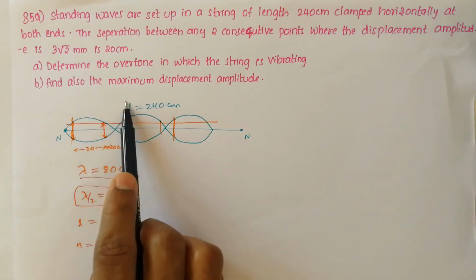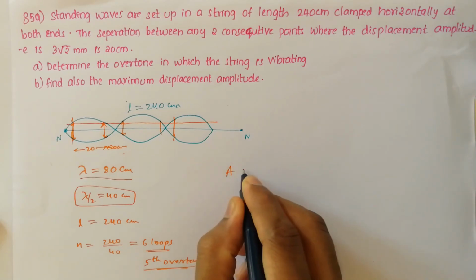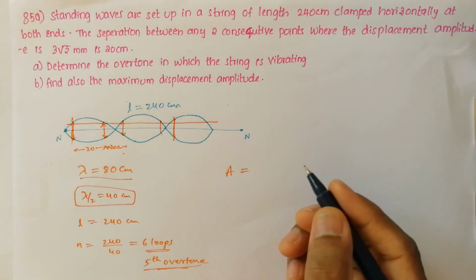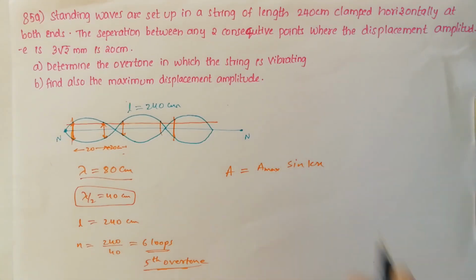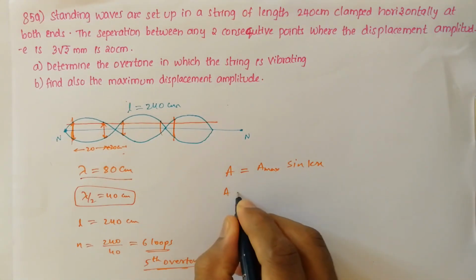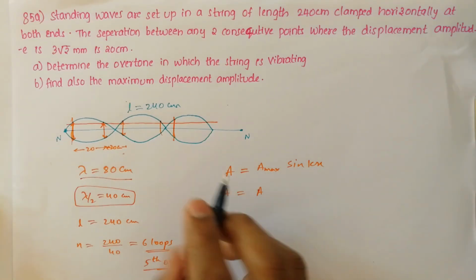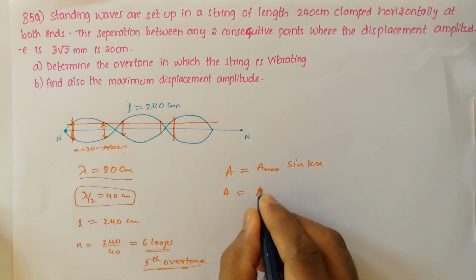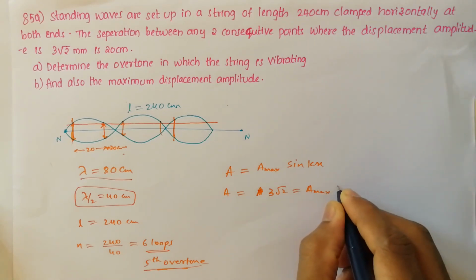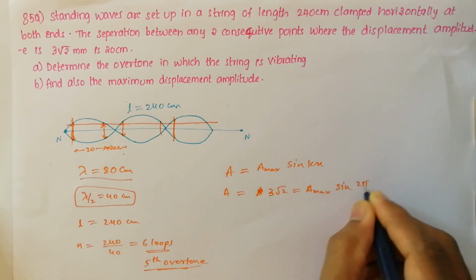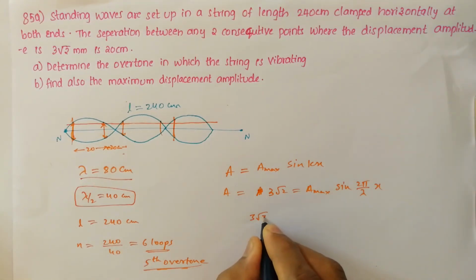Next it is also asking for the maximum displacement amplitude. So we know the expression for A in a stationary wave as A maximum into sin kx. It will be in the sine function form. So A is equal to A maximum into sin kx, and the A value is given here as 3 root 2. So 3 root 2 is equal to A maximum into sine kx. K is 2 pi by lambda, into x. So now let us substitute. So 3 root 2.